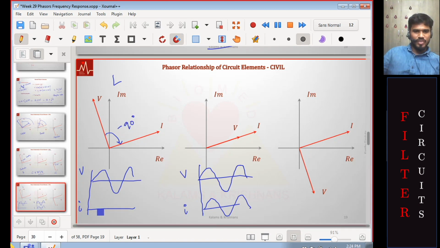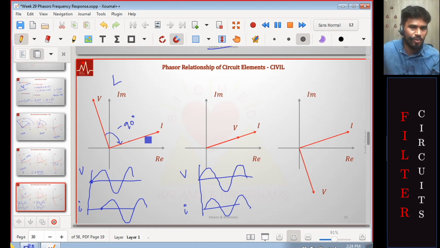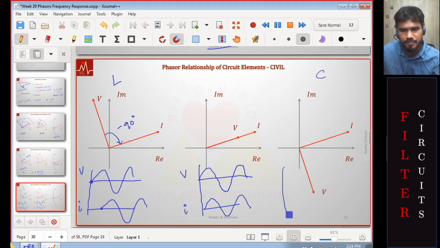So if you start scratching your head here, or you open the tap here, the water starts flowing here, like this. Current will be delayed. Notice the current is kind of lagging behind. Voltage is leading. On the other hand, in a capacitor, the same thing.